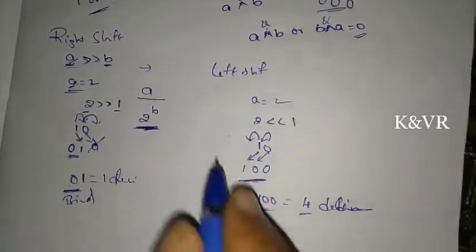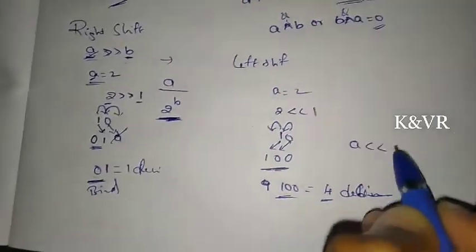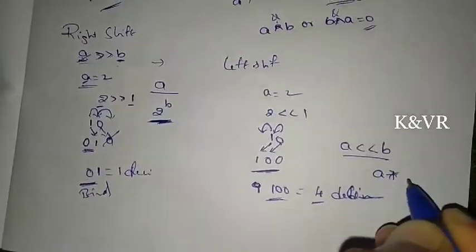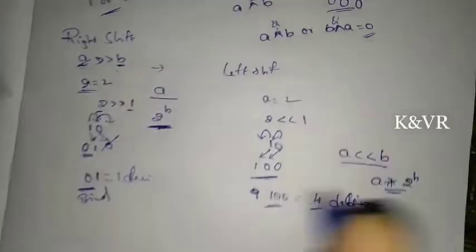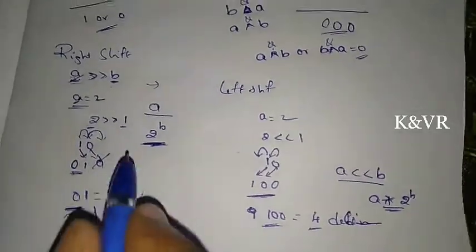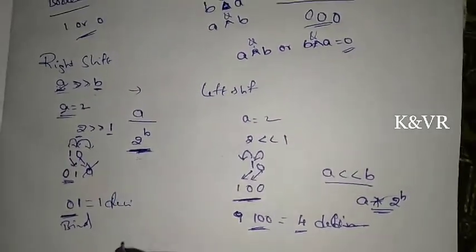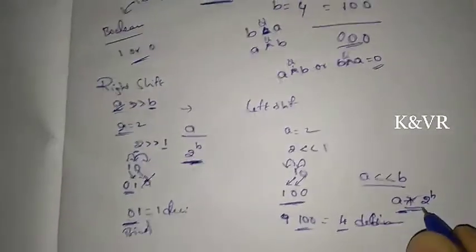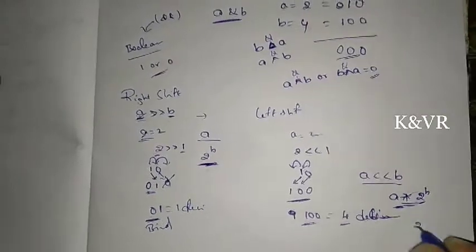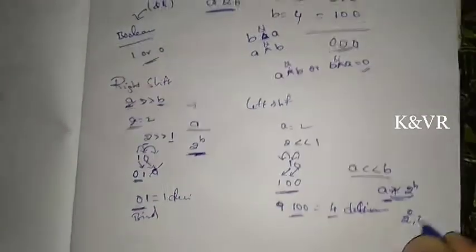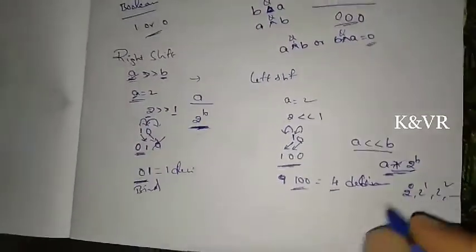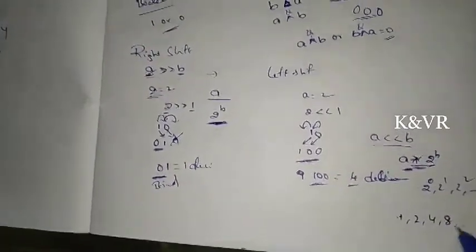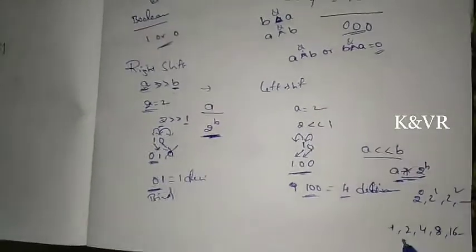To calculate the left shift of A by B bits, the formula is A into 2 power B, and we use this formula for calculating multiplication of the values which are in powers of 2. That means 2 power 0, 2 power 1, 2 power 2. That means 1, 2, 4, 8, 16 and so on. These are powers of 2.